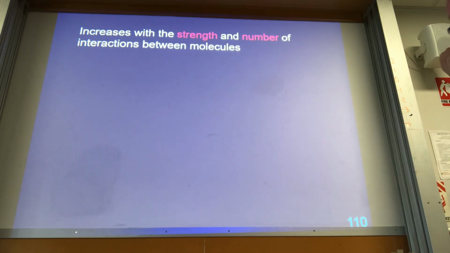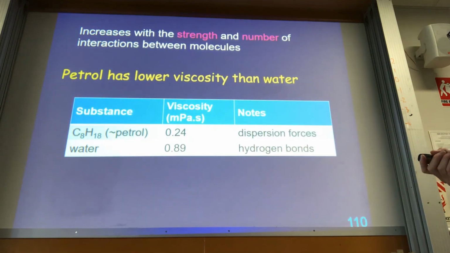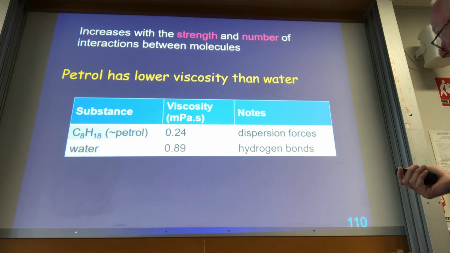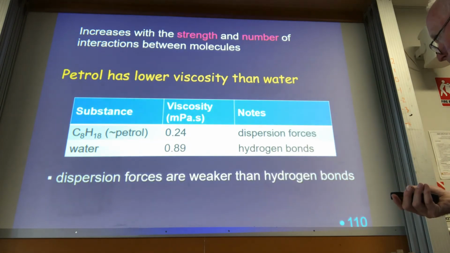And again, it's all to do with the intermolecular bonding, with the strength and particularly the number of interactions between molecules. So, as I was just saying, petrol actually has a much lower viscosity than water. If you spill petrol when you're filling up a car, it splashes much more widely than water does. And that's because petrol's only got dispersion forces, it's a hydrocarbon. Water, of course, has got hydrogen bonds. Dispersion forces are much weaker than hydrogen bonds.